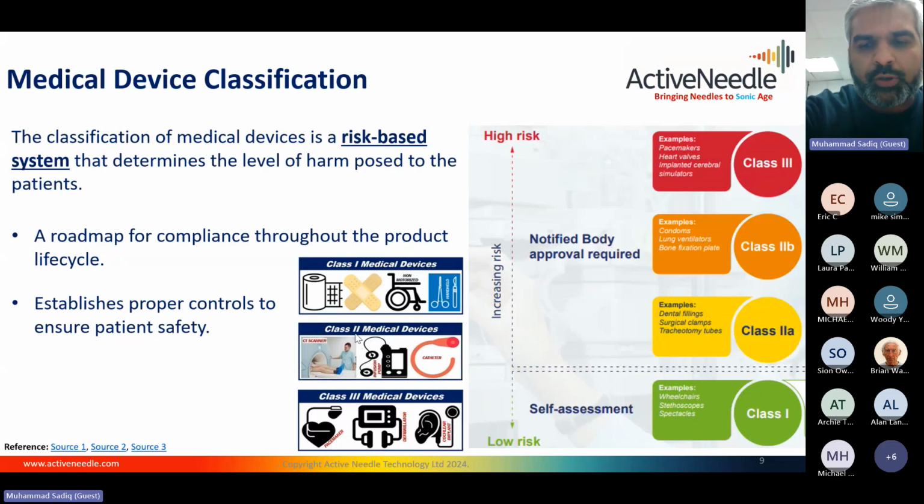In general, class 1 includes essentially all medical devices that have the lowest risk, and class 3 are those medical devices with the highest risk.